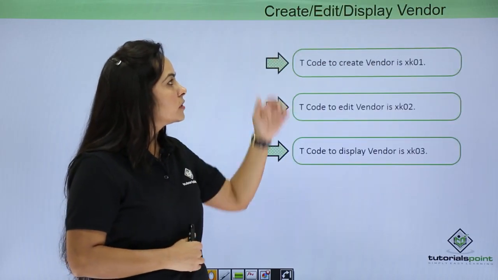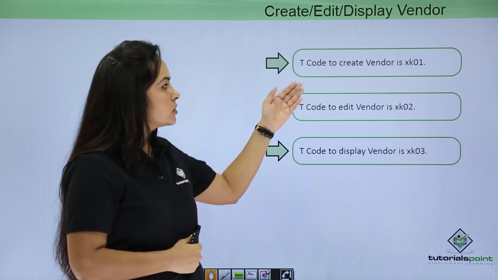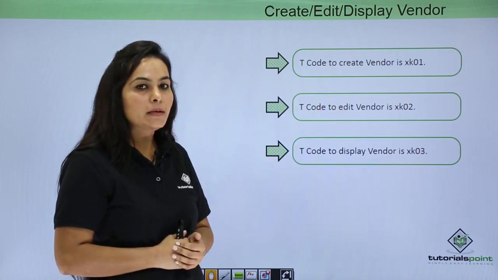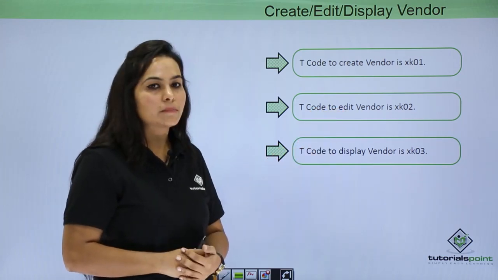Then next is how to create, edit and display vendor. This we will be doing in hands-on. So the transaction code to create vendor is XK01. To edit is XK02 and to display is XK03.